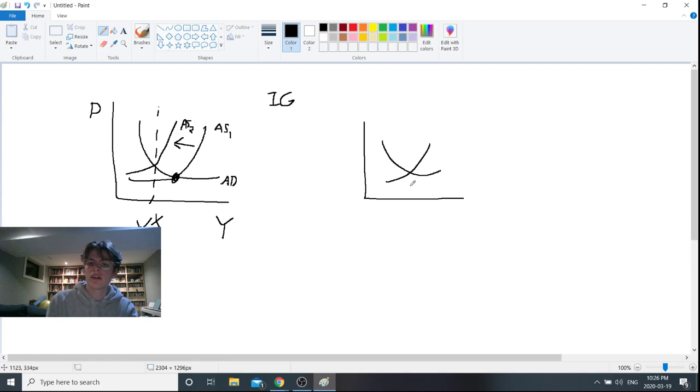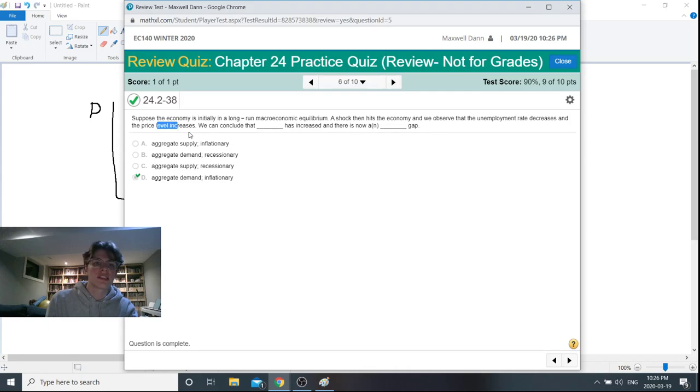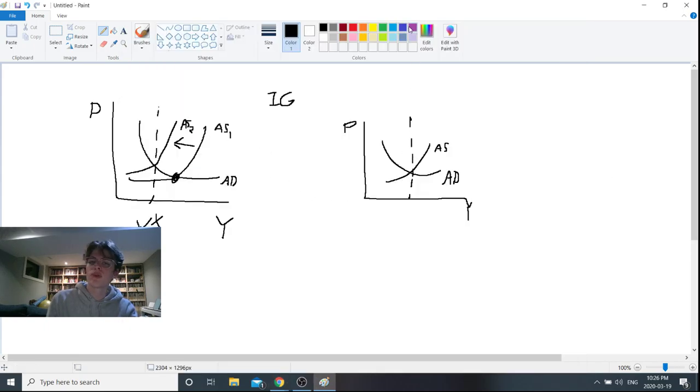So this is our initial equilibrium at potential, AD, and AS. We want to know which way AD shifts. Without knowing anything else, it says the price level increases. So let's try shifting it both ways and see what happens. Here's one way, and here is the other way. Looking at our short-run equilibria, which one has a higher price level? It's quite obviously the increase. The increase in aggregate demand gives us a higher price level. So it's this one here.